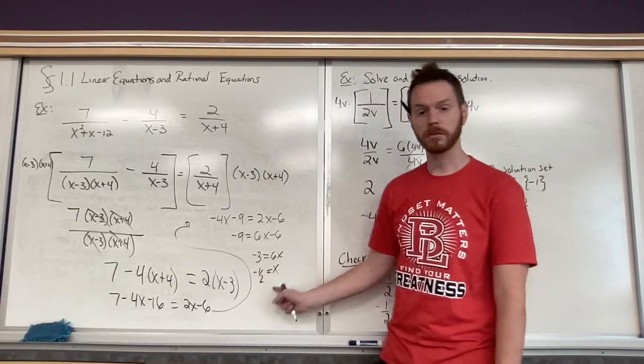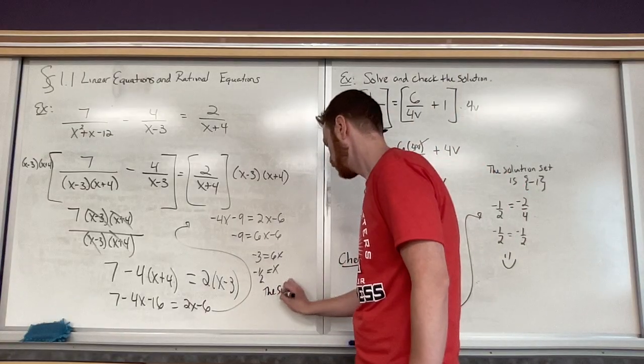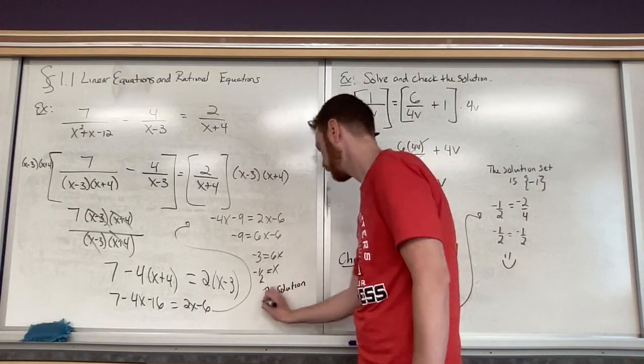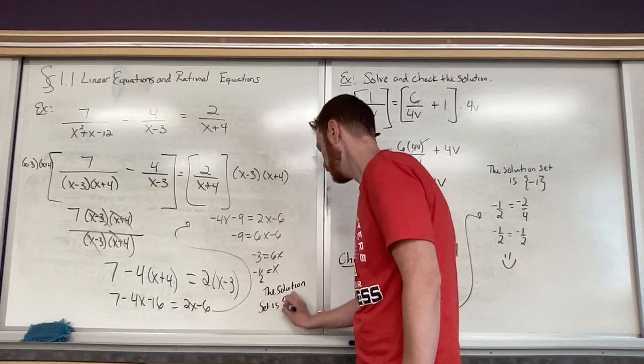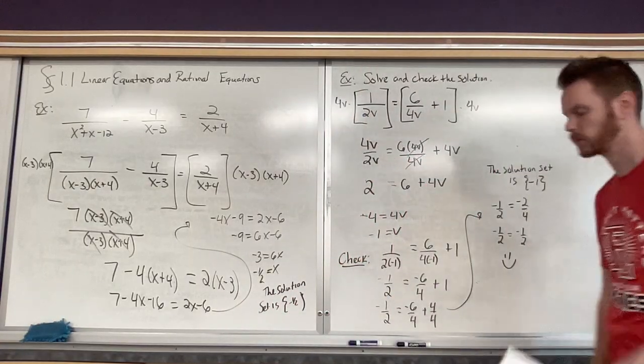And we lucked out. We didn't get a negative 4 at all. We got negative a half. So we could just say the solution set is negative a half with those brackets. Okay?